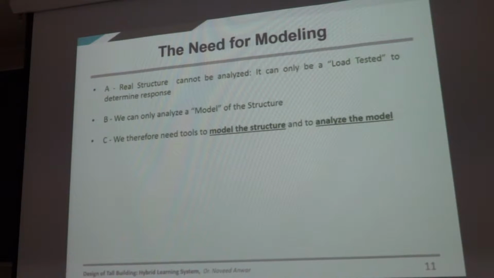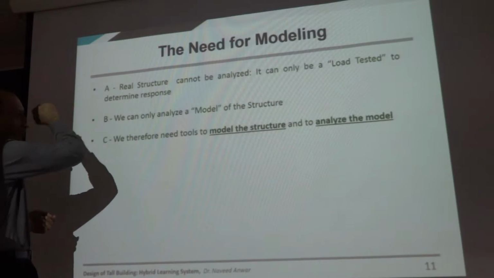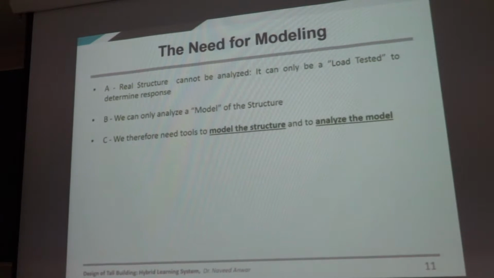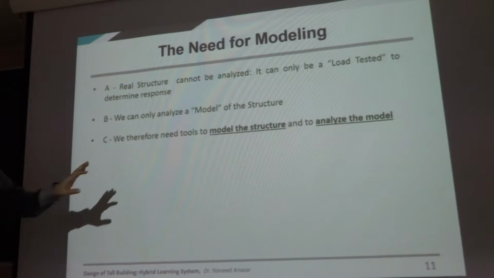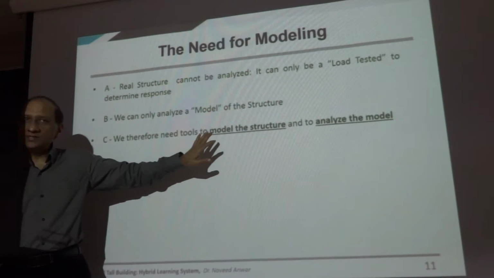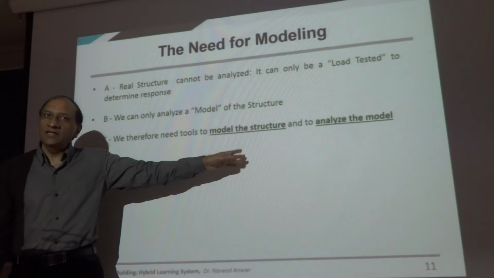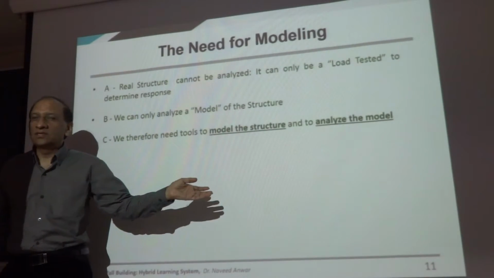At that time you didn't realize, you didn't care. Now you will care about the difference between the real structure and the model of a structure, right? So the first problem is that we cannot analyze the real structures. If we want the response, we just have to test it. Second, we can only analyze a model of the structure. So what do we need? We need tools to model the structure, and then we need tools to determine the response of the model.